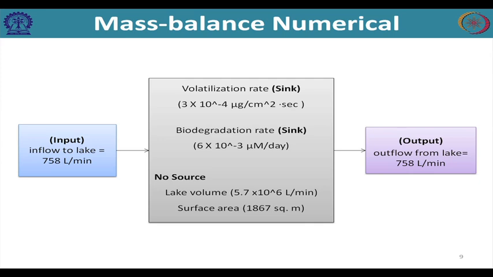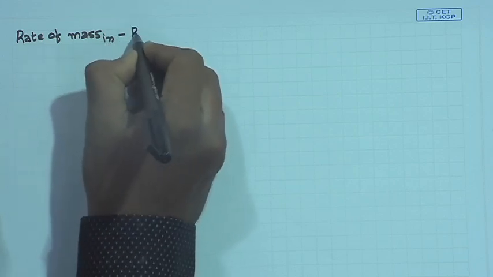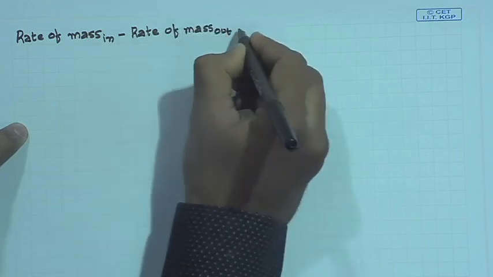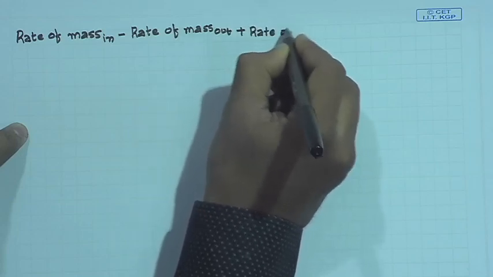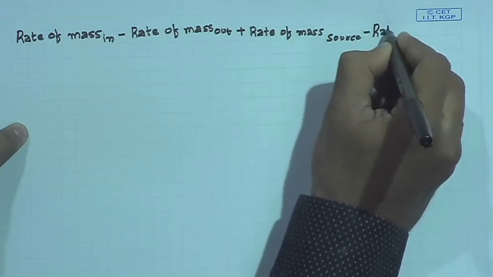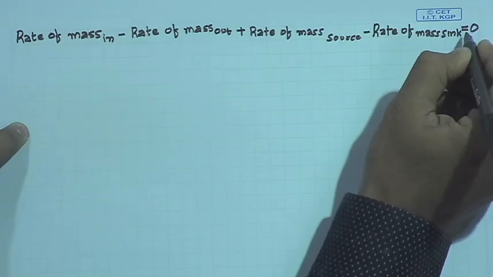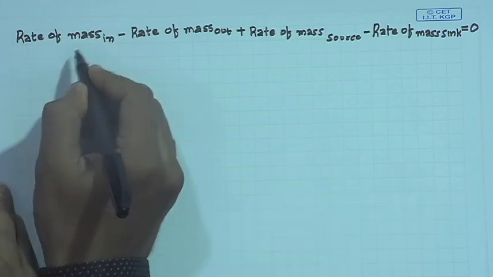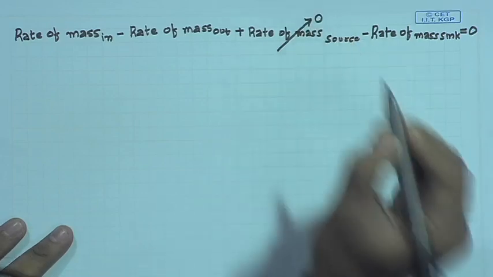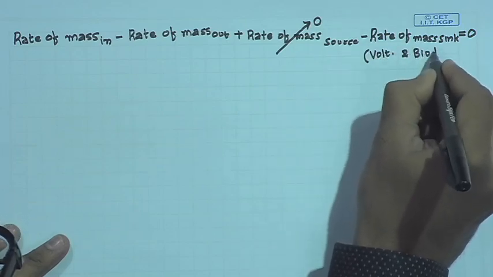The rate of mass in, minus the rate of mass out, plus the rate of mass source, minus the rate of mass sink is equal to 0, since it is in steady state. Now, the rate of mass in is the inflow of the river, the rate of mass out is the outflow of the river, the rate of mass source is not there, which is 0, and there is a rate of mass sink which is through volatilization and biodegradation.